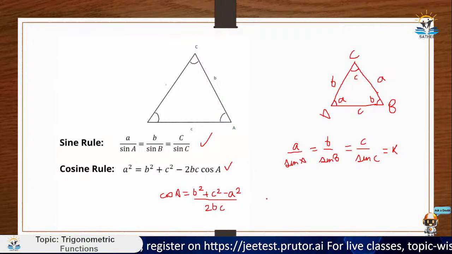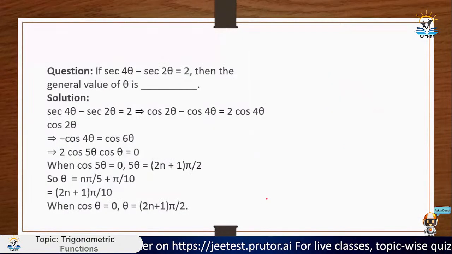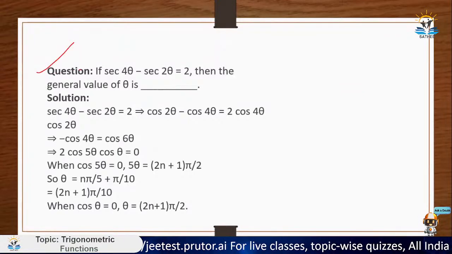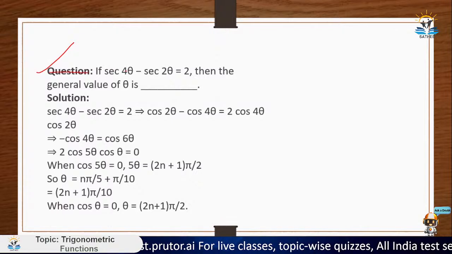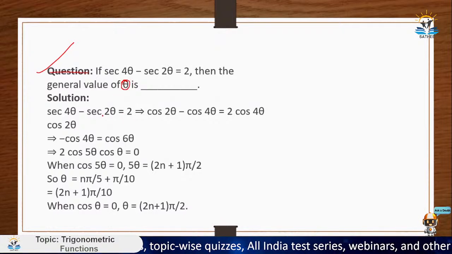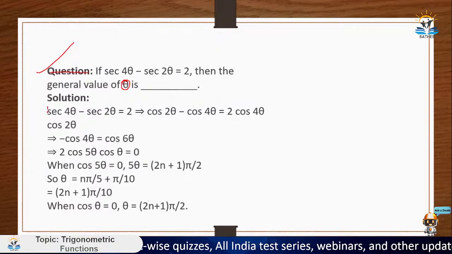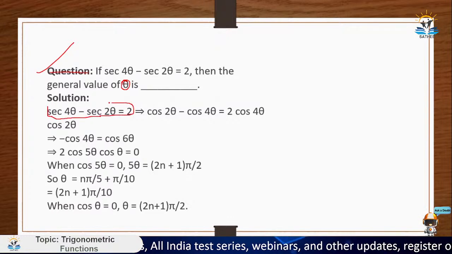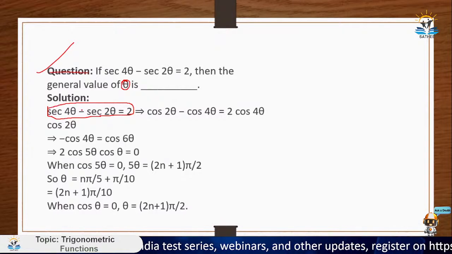So now let's move on to some questions. This is the very first question. So let's do this one. Here what is given: sec 4 theta minus sec 2 theta is equal to 2, and you have to calculate the general value of theta. How can you do that? Firstly, take this equation, sec 4 theta minus sec 2 theta equal to 2. So this is your general equation.